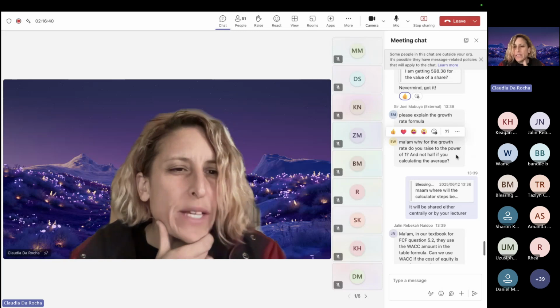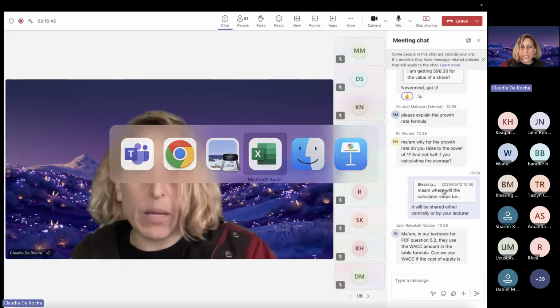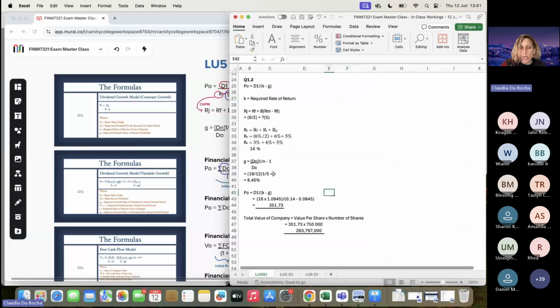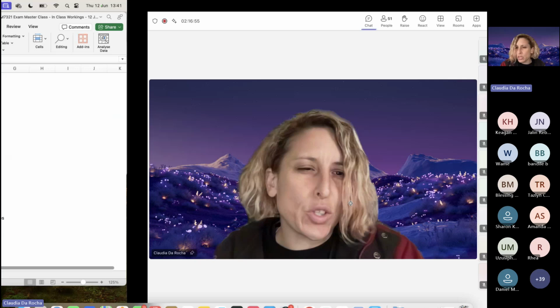So I'm not raising it. So Eli, when you're asking am I raising it to the power of 1? I'm not. I'm raising to the power of 1 over 5. If you see here, I've got 18 over 12 to the power of 1 over 5 because there's 5 years. So I hope that answers your question.